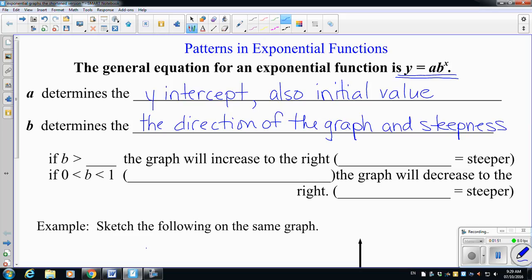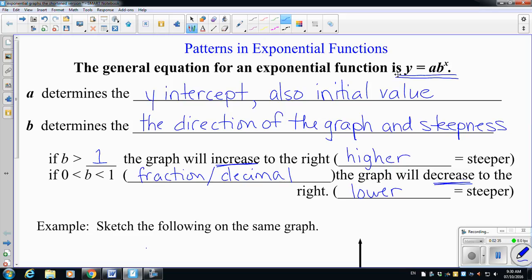If the base is greater than 1, you're going to remember that the graph will always increase to the right. The higher the number, the steeper the graph is. If the base is between 0 and 1, so that means it's a fraction or a decimal, the graph decreases to the right, so that means it goes down to the right. However, it's a little bit different. The lower numbers make a steeper graph. So a quarter, 0.25, is steeper than a half, 0.5.